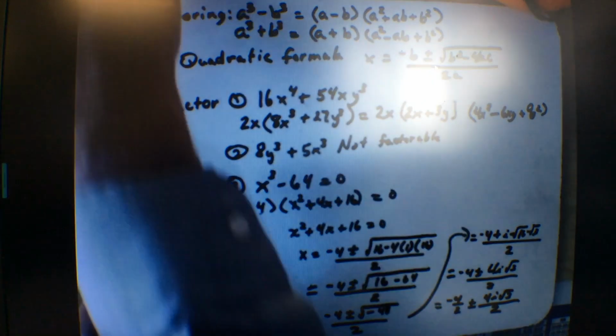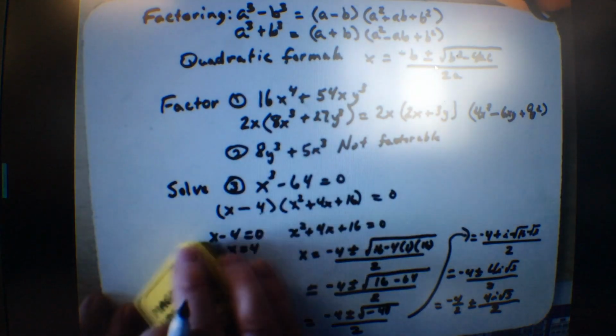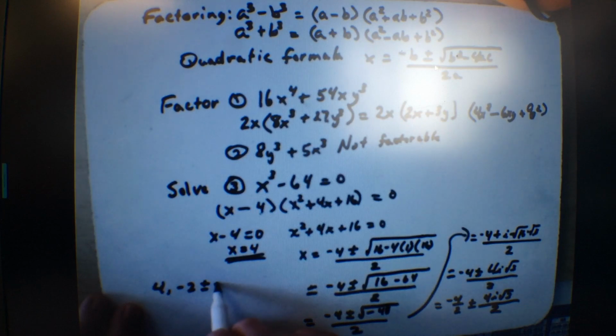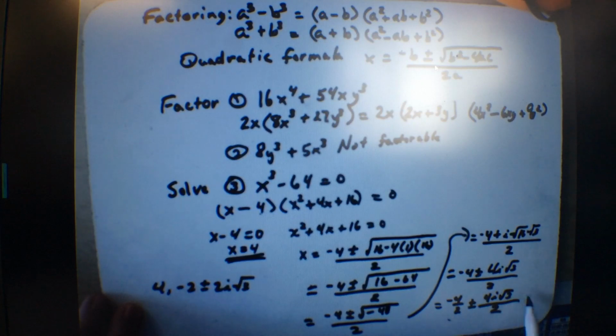Oh, they don't put it in squigglies, so I'm not going to put it in squigglies because I don't want you to forget them. So 4 is one answer. This came from that. So 4, and this is a negative 2 plus or minus 2i square root 3. Is that correct? If I simplify this, this answer came from here, that answer came from here.